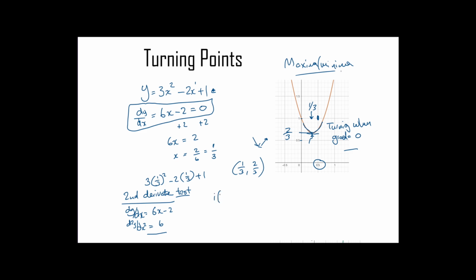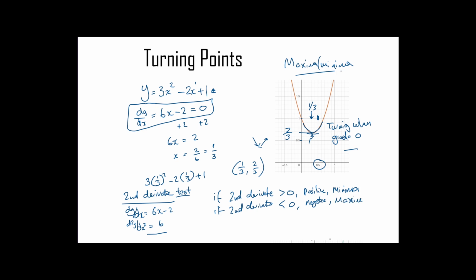Now, if the second derivative is greater than 0, i.e. it's a positive number, it is a minima. And if the second derivative is less than 0, i.e. it's a negative number, it is a maxima.